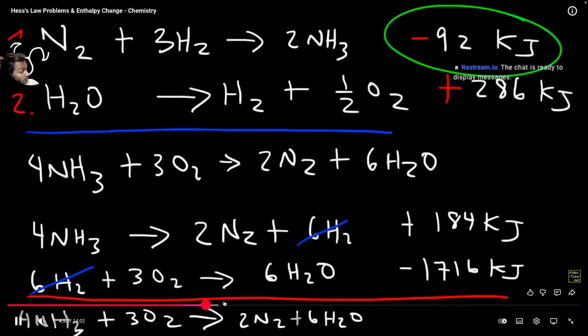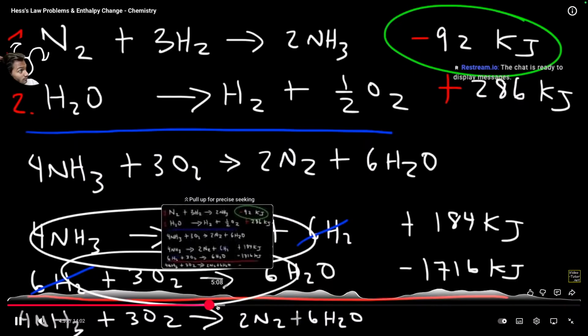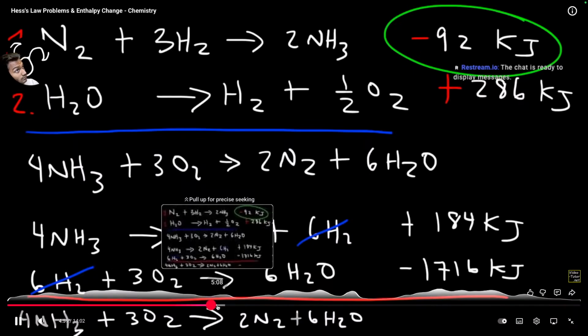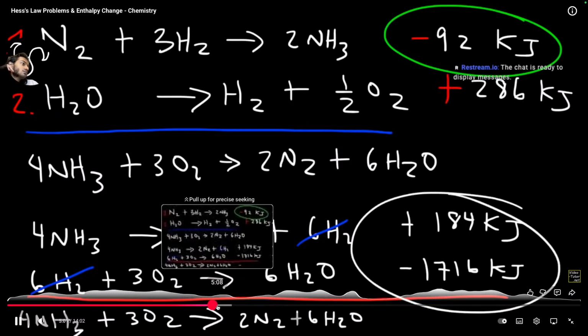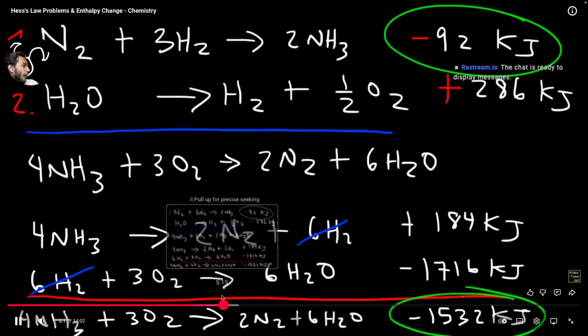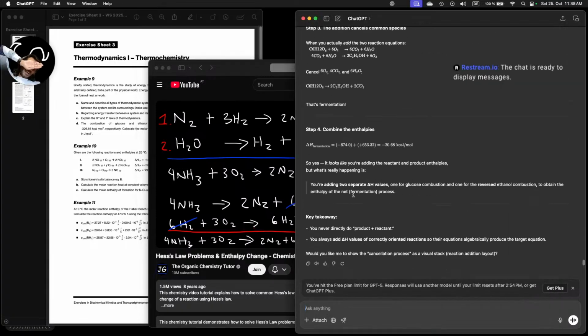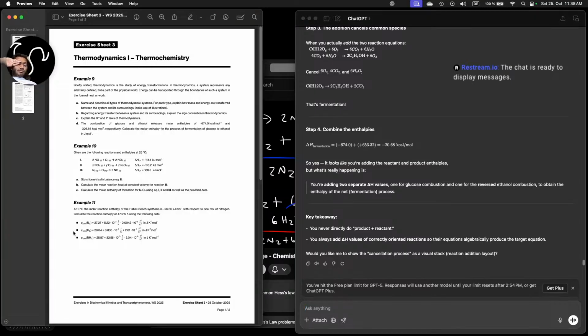Now, since we add equation 1 and 2 to get this reaction, to calculate the enthalpy change of that reaction according to Hess's law, we just need to add these values. Okay, I was right. You just add. That's where I made the mistake. You just add.